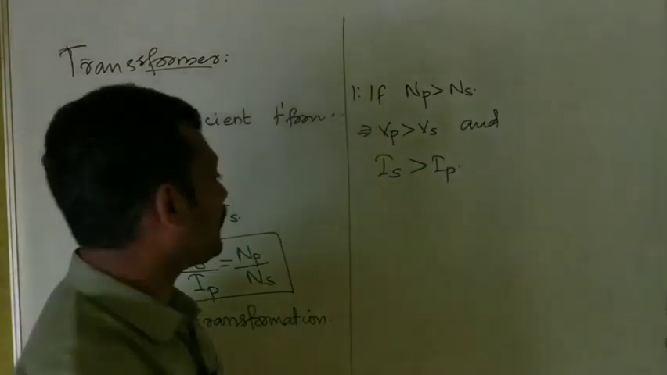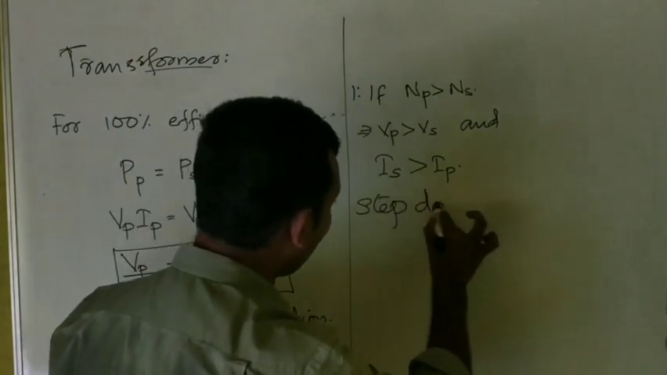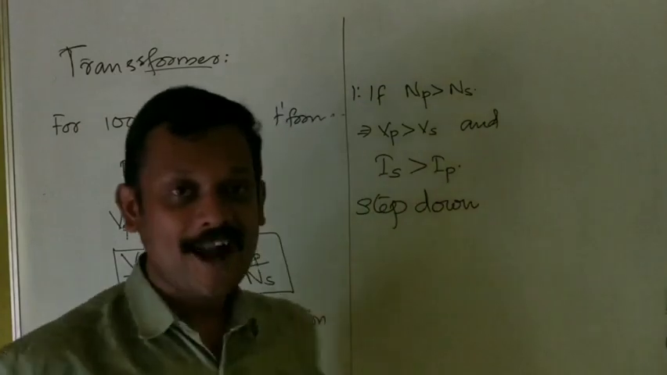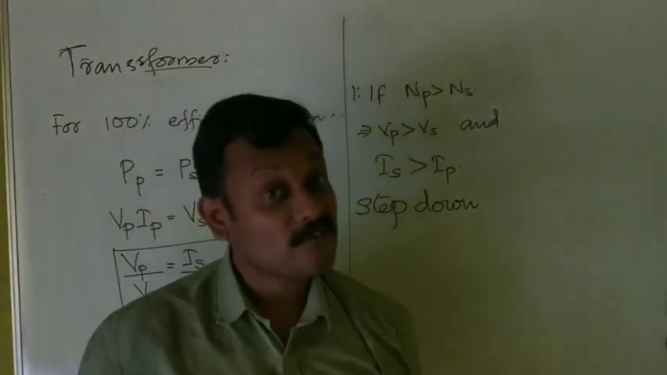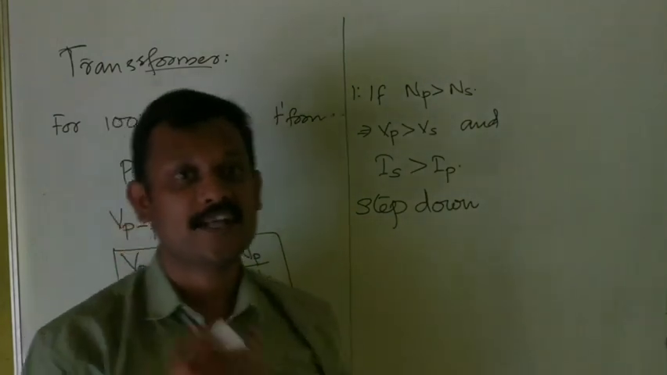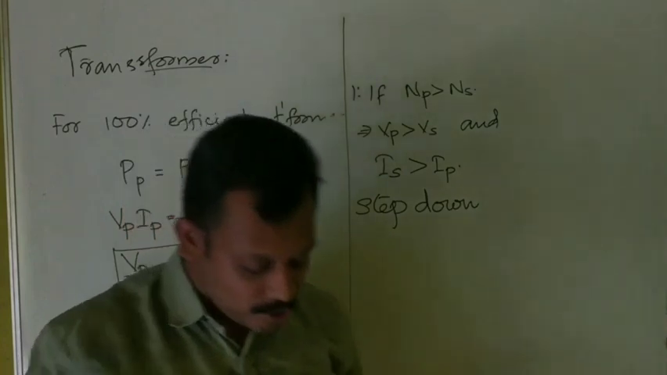What kind of transformer is this? This is what is called a step down transformer. In a step down transformer, the voltage of the secondary is less than the voltage of the primary. Can you suggest a place where a step down transformer comes into application?